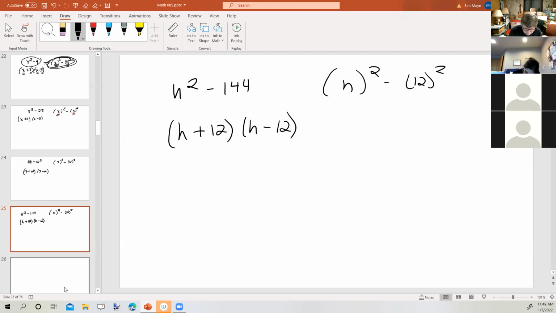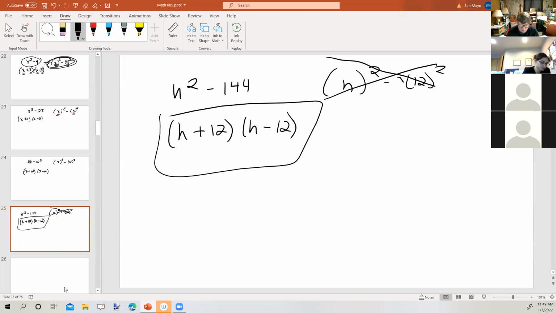I can slow down. How would you prefer us to write it on the test? What do you mean? How would I prefer? So for the final answer, is it just the parentheses h plus 12 and then h minus 12? Or do you want the h squared minus 12 squared? This is not part of the answer. This is just verifying that yes, it's the difference of two squares. So this is what you would write. Okay, that had me really confused.